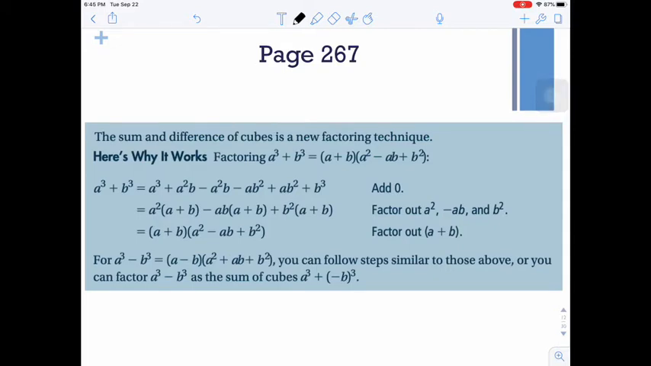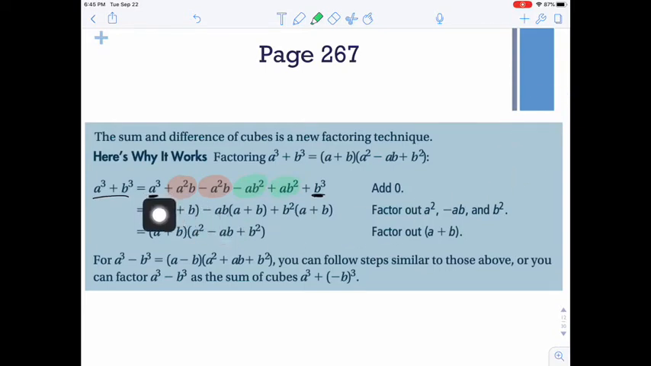So factoring a cubed plus b cubed equals a plus b times a squared minus ab plus b squared comes from the fact that a cubed plus b cubed, notice we still have a cubed, we still have b cubed. I've got a squared b being added, and then I'm going to go ahead and subtract a squared b. So really I added 0. I'm going to do that again. We've got minus ab squared plus ab squared.